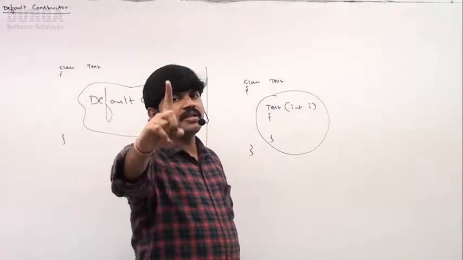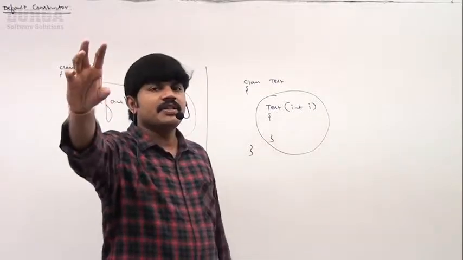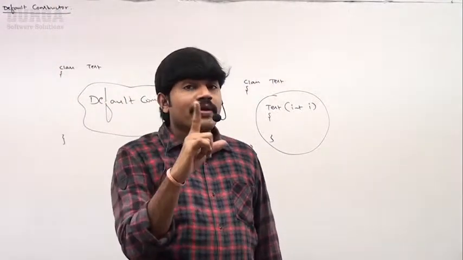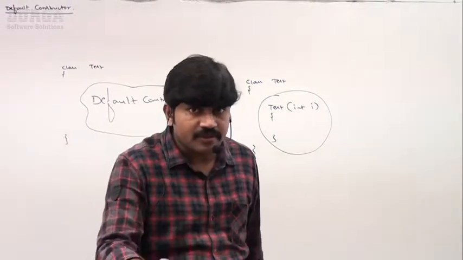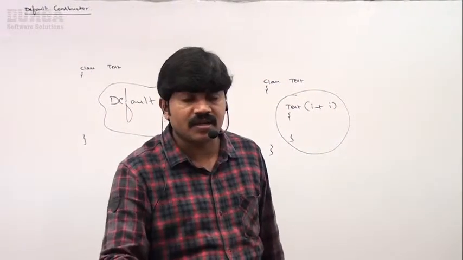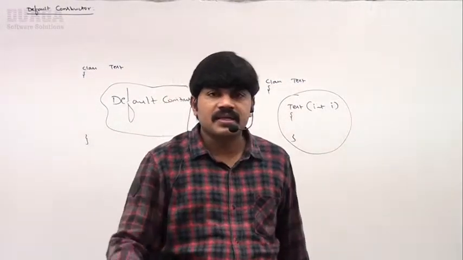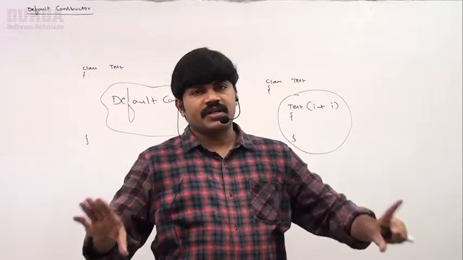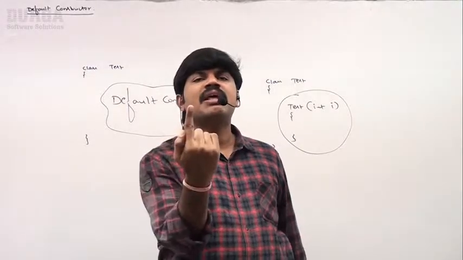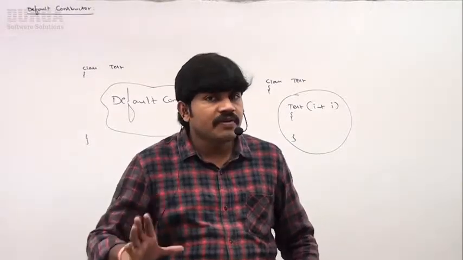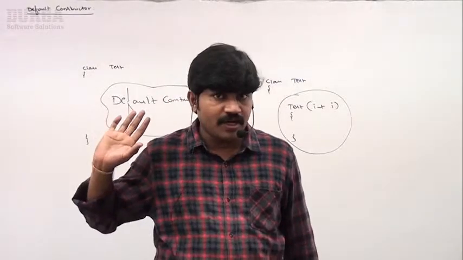So, my question is, will the compiler generate a default constructor every time? No, no. Only in a particular situation will the compiler generate a default constructor. What is that particular situation? If your class doesn't contain at least one constructor, if you didn't write a single constructor, then only the compiler will generate the default constructor. Clear for all of you?